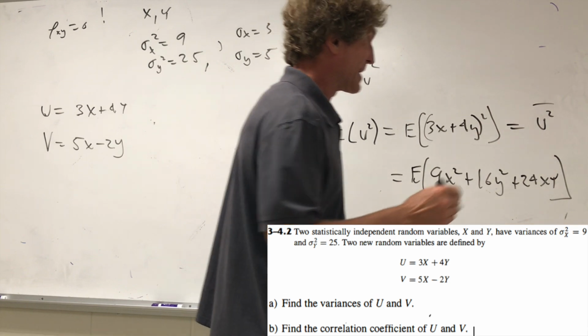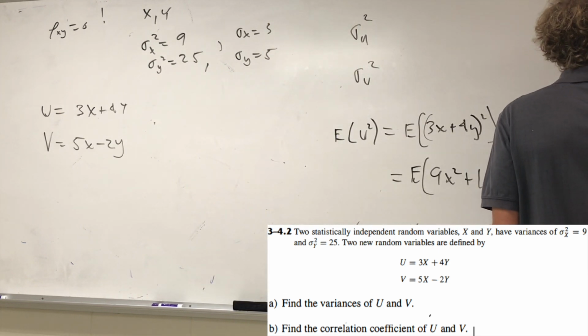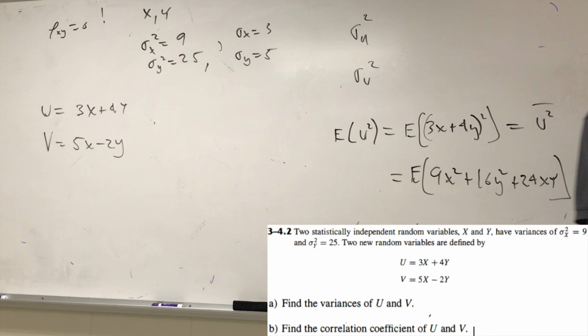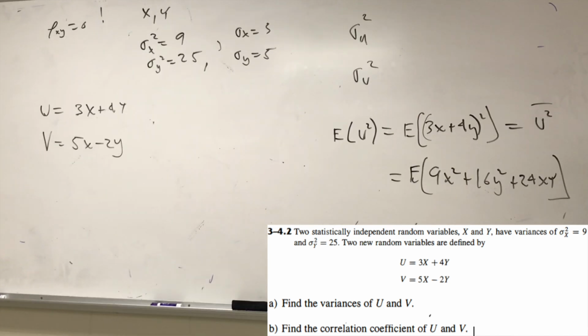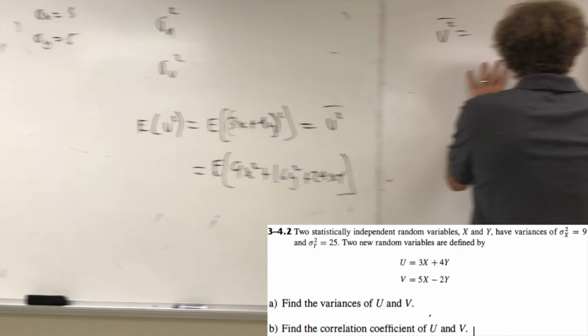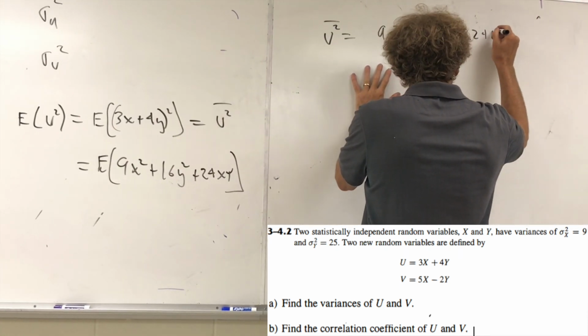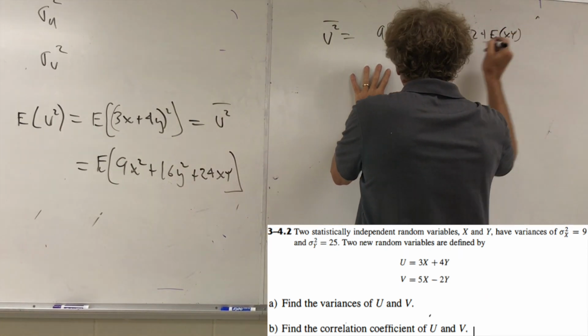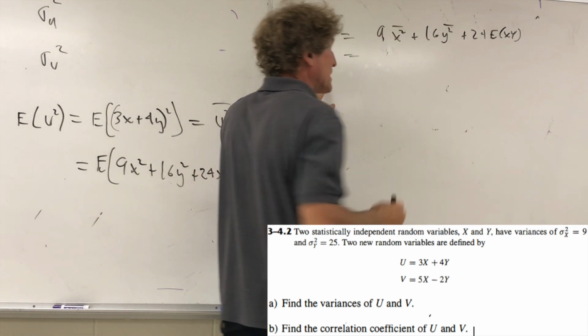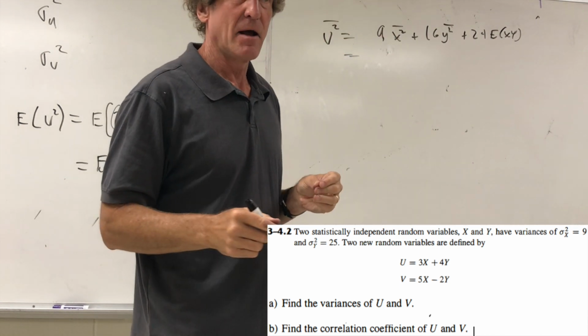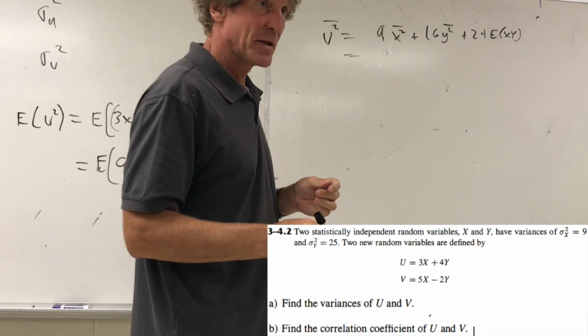All right, now what is that? So I'll put it up here. So u squared bar is equal to what? Well, it's 9 times x squared. I'll write it down, then I'll put it on here. So 9 times x squared, the expected value of that, plus 16 times y squared, expected value, plus 24 times the expected value of xy. You understand? I'm just rewriting it there. Now, what do I do next?